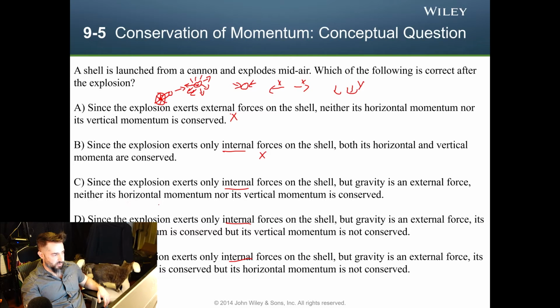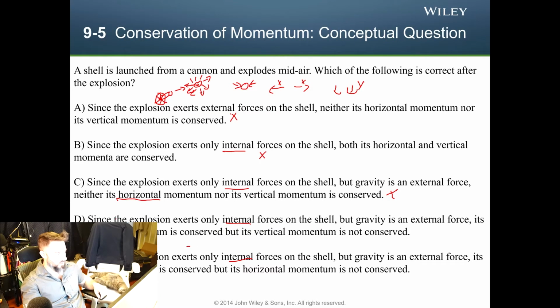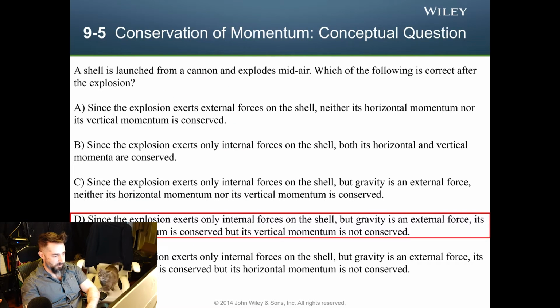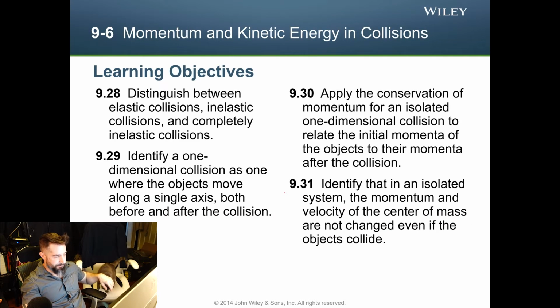Gravity is an external force. Neither its horizontal momentum nor its vertical momentum is conserved. Again, gravity doesn't act in the horizontal, so this must not be correct. The explosion exerts only internal force on the shell, but gravity is an external force. Same thing: horizontal momentum is conserved, vertical is not. So this is correct right here. And then the final one, vertical momentum is conserved, horizontal is not. They just reversed the choices in case you weren't paying attention, right? So that's D. And the cat really, really wants attention.